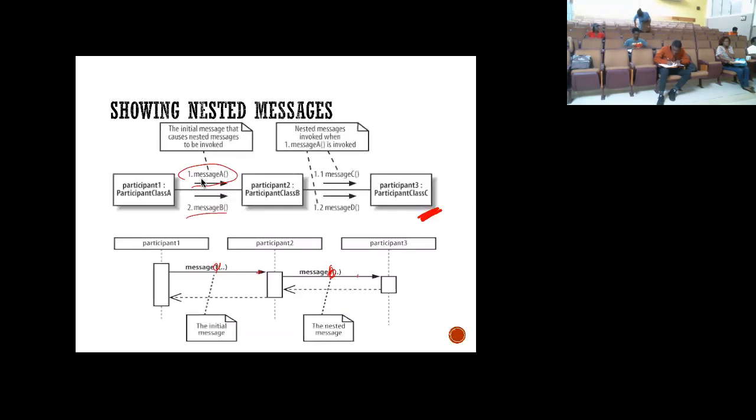Can you see that? So you can see it's nested because these 2 are inside of the operation of message 1. It happens during the time of message 1. So this box is representing the full execution of message 1. You can see that these 2 messages are being passed during that time period.